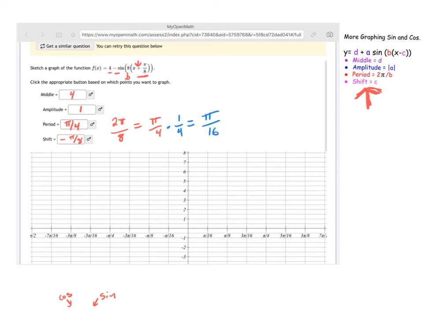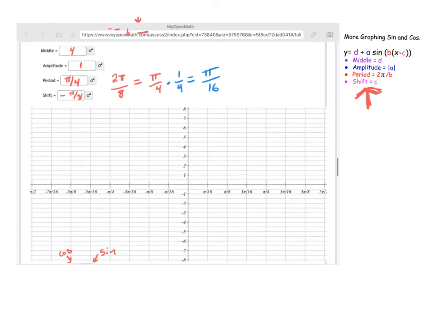So now that we have all that done, we're ready to actually try graphing this. The first thing I want to do is my middle. My middle is at 4, so that means I'm going to have to go up 4 units. My shift is negative pi over 8. So since sine starts in the middle, I'm going to go here for my first spot. Now, notice that that's up 4 units from where it would normally be, and it's back pi over 8. The next thing we said is that I have to move over pi over 16 units.